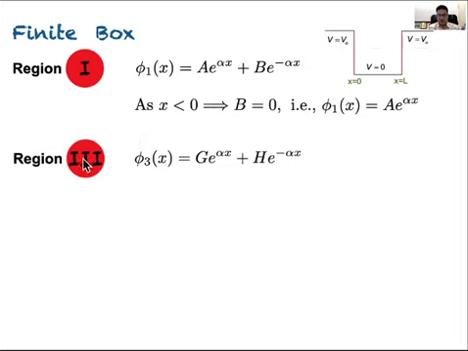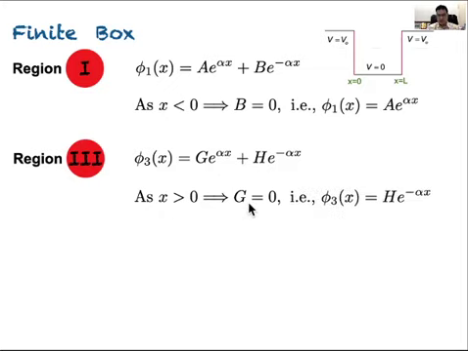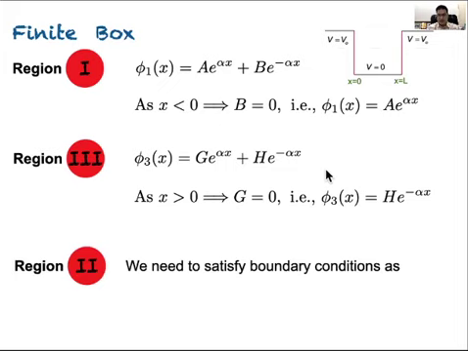Now in region 3, this term will go to 0 by using the same condition when x is greater than 0, which means that g is 0. This gives us that phi 3 of x is h times e to the power minus alpha x. And in region 2, we have the same equation, that phi 2 of x is a linear combination of sine and cosine functions.